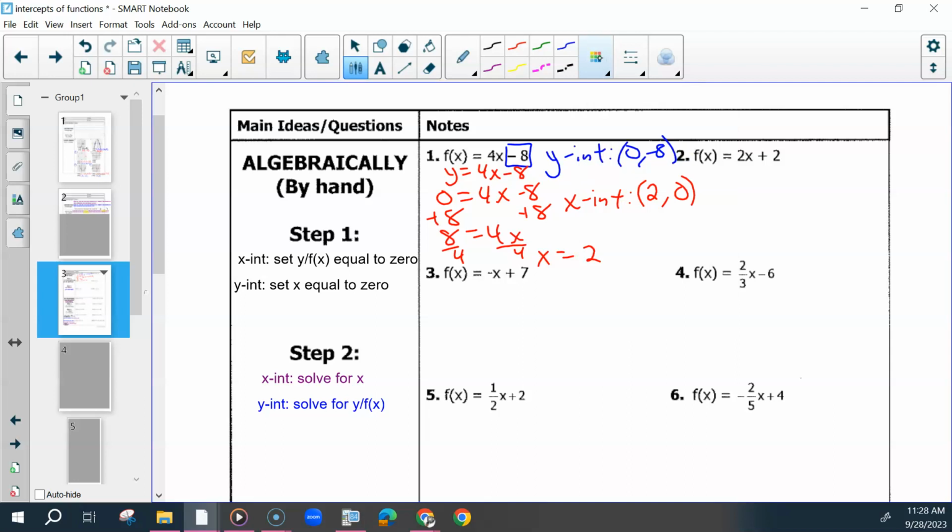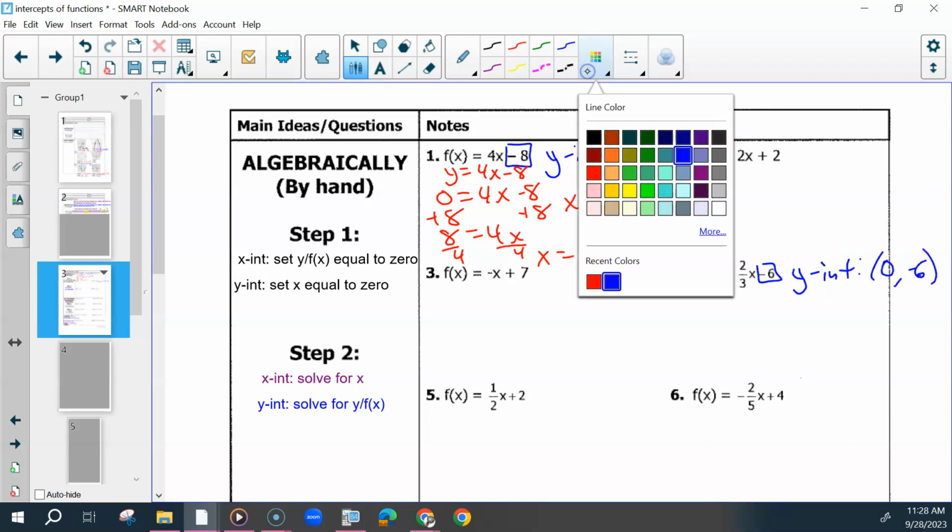So let's do number 4. So starting with the y-intercept, what would that be? Negative 6. And if we had to write it as an ordered pair? 0, negative 6. So that part's done.